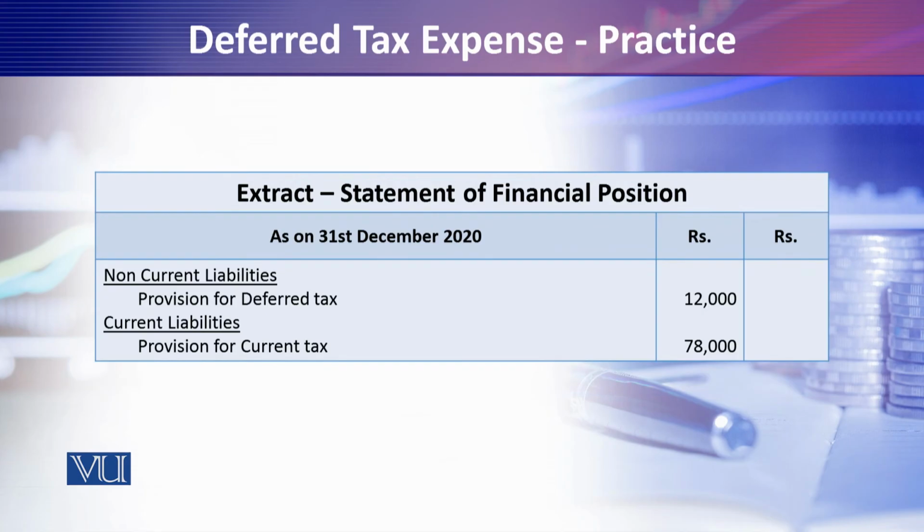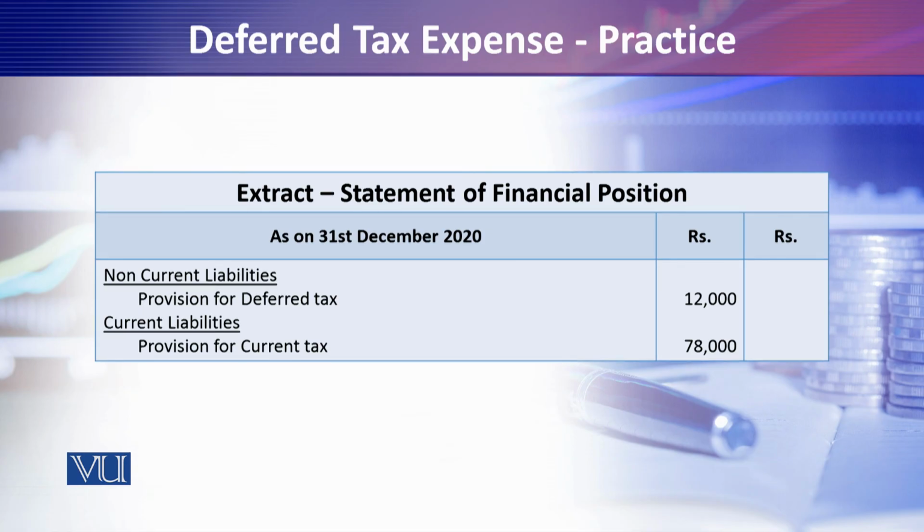Next we will see how we present our income tax provisions in the statement of financial position, meaning the balance sheet. As we discussed earlier, provision for deferred tax will be presented in the balance sheet as a non-current liability, and provision for current tax will be presented in the balance sheet as a current liability. By doing so, we are done with the deferred tax expense and its liability, as well as current tax expense and its liability.